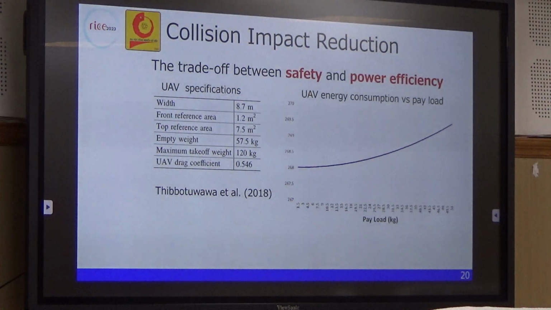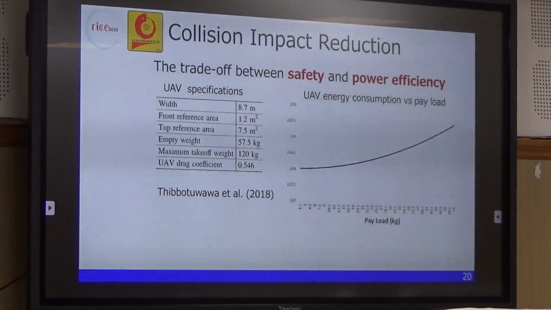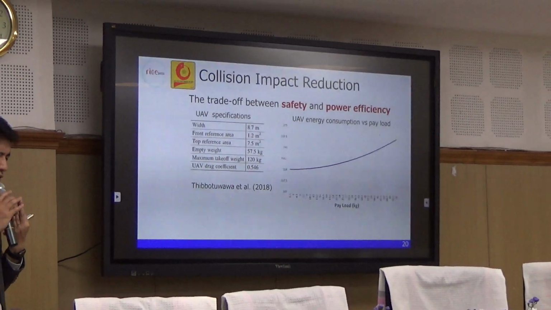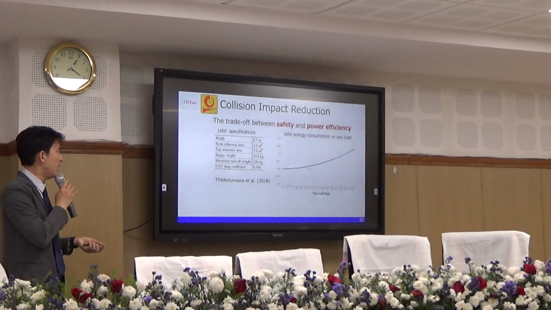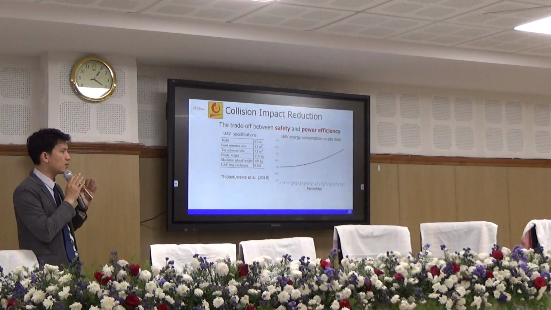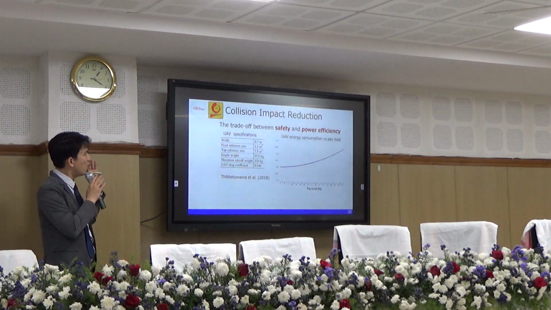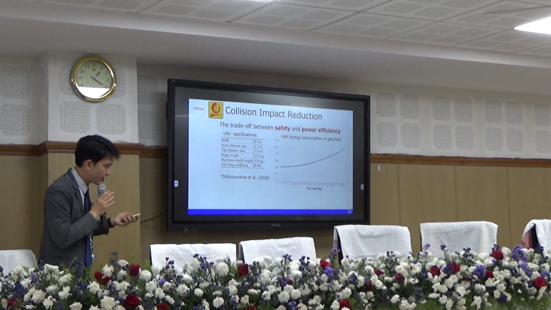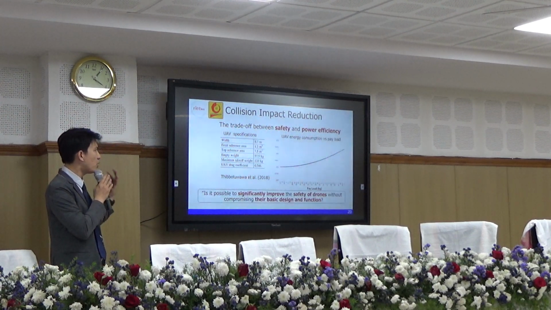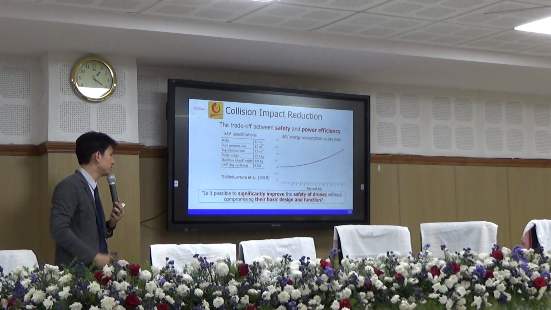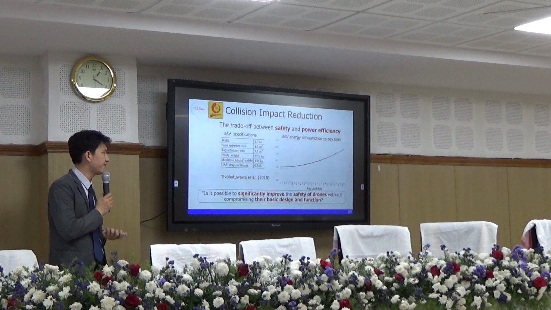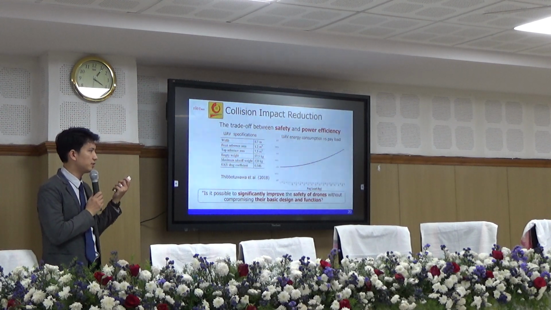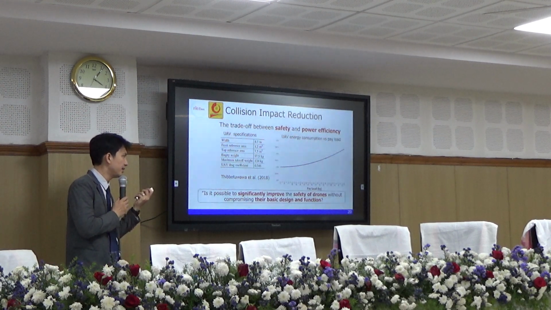Okay, you see, people try so many methods to improve the safety of drones. They equip protectors, they change the configuration of the propeller. However, when they do that, they increase the weight of the drone. That means they always face a trade-off between the safety and the power efficiency of the drone. That's really a question: is it possible to significantly improve the safety of a drone without compromising the basic design and function? And I want to focus on this to talk about a very interesting solution.